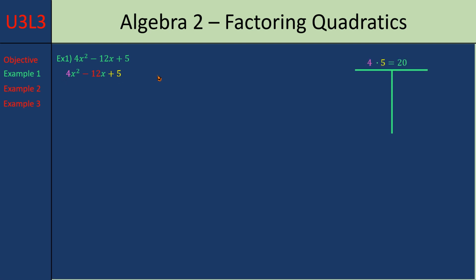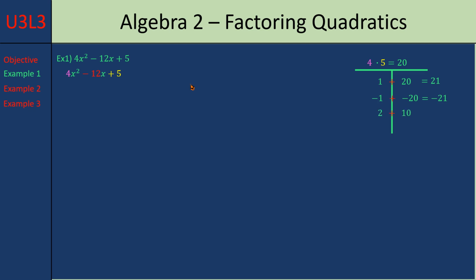And I'm going to make a T-chart right under them. Then I come up with two numbers that multiply to be 20, but add to be negative 12. So I'm going to go through all the numbers that multiply to be 20, like 1 times 20. But when I add them, it gives me 21, and I need negative 12. So I'm going to try negative 1 and negative 20. When I add them, I get negative 21, not negative 12, so I don't use that.